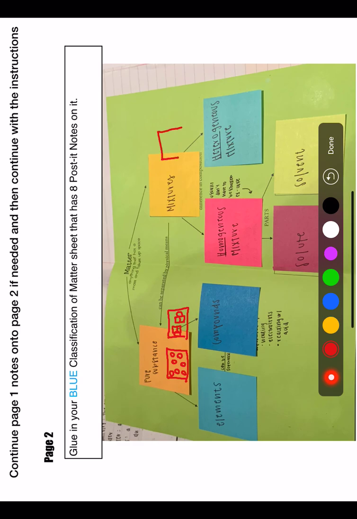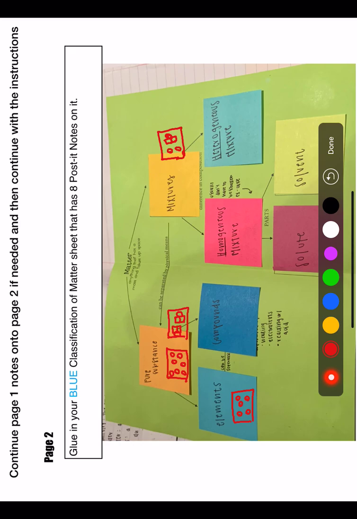A mixture, and draw this in the real estate. A mixture, everything within the sample does not look identical. So an element is going to be classified as a pure substance, and elements are made up of one type of atom. So this would be a representation of an element because it's made up of these little circle atoms.